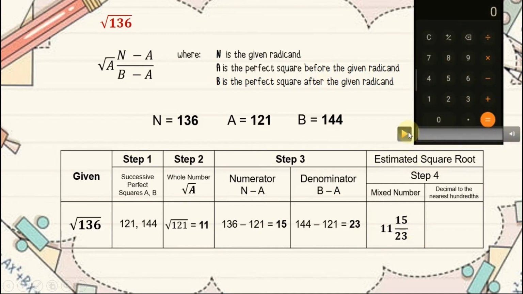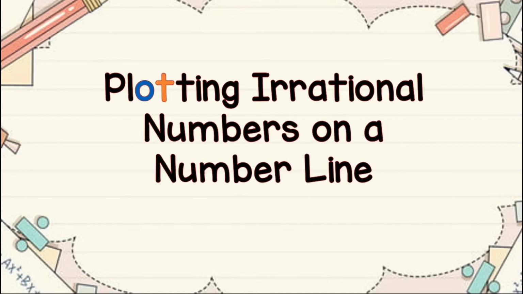Converting it into decimals, we have 15 divided by 23. We're going to have this answer. Rounding off the given answer to the nearest hundredths, we're going to have 11.65. Therefore, it is the estimated square root of 136. For our second topic, let's plot irrational numbers on a number line.